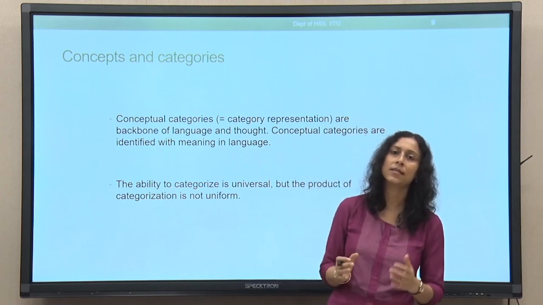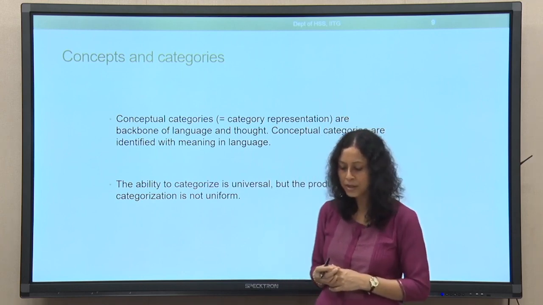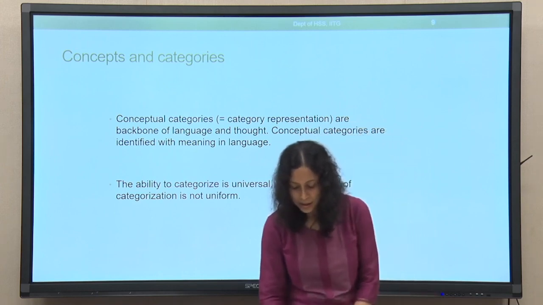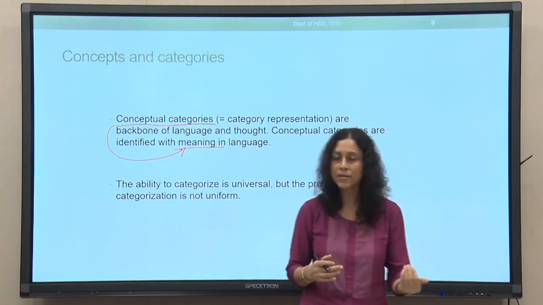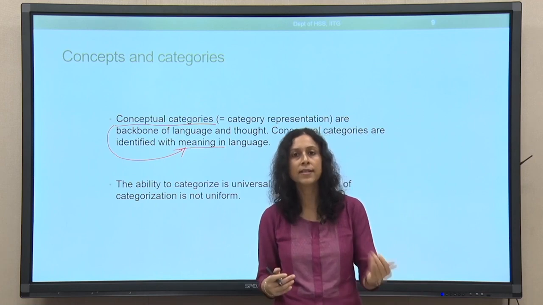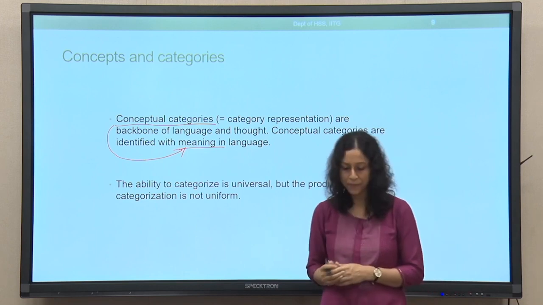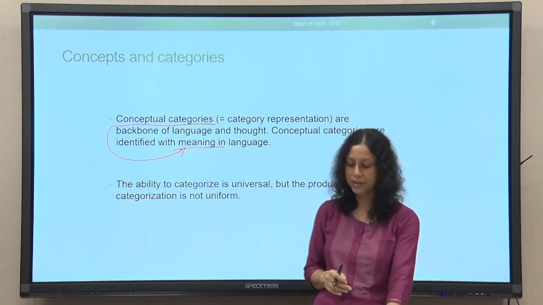Now, this set of things is fundamental to language as well as to thought. This is what is identified with meaning, as we saw in the beginning. So, this is very crucial. We will look at conceptual categories, and of course, this is associated with meaning. These two things are related. Conceptual categories are the result of a mental process, and when it is associated with language as an output, that is where you associate it with meanings. However, this is not an entirely linguistic process; it is a cognitive process.